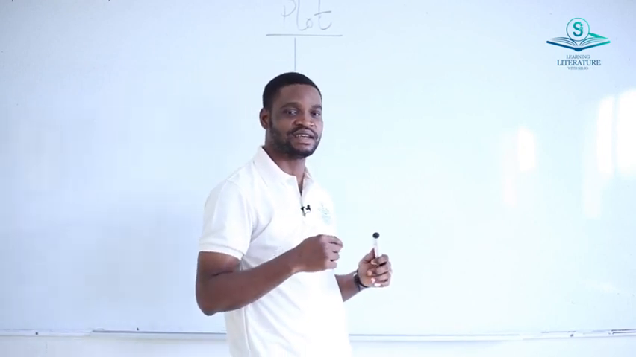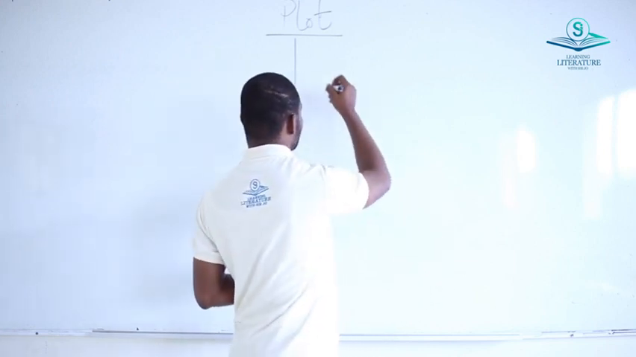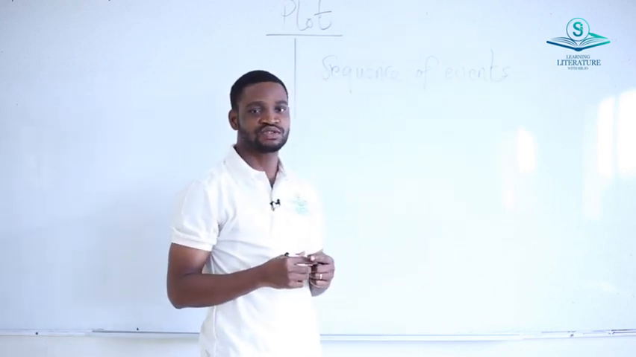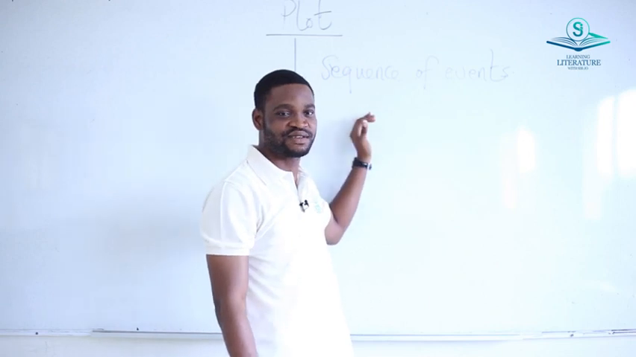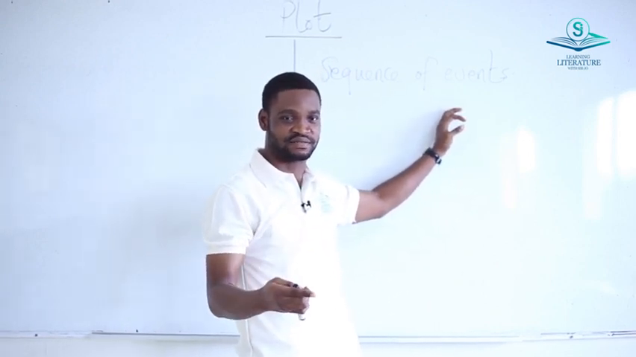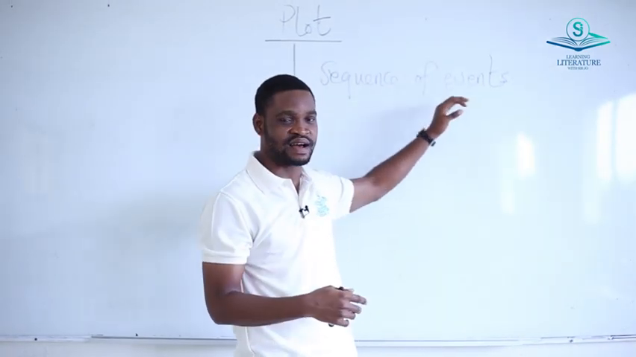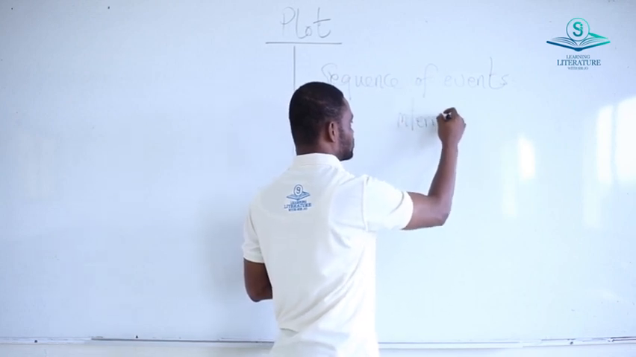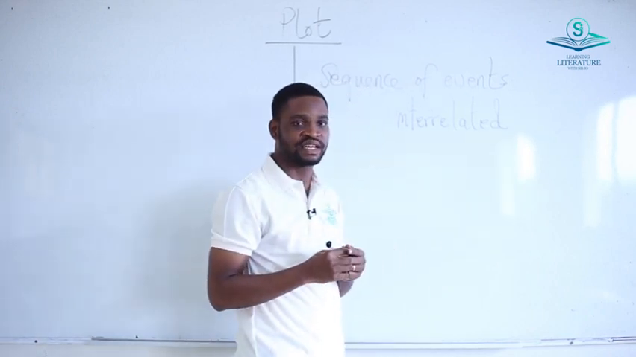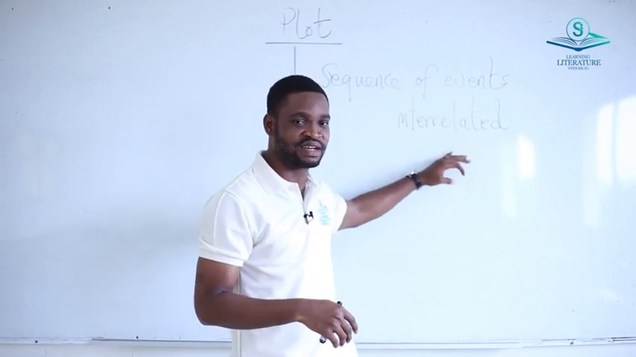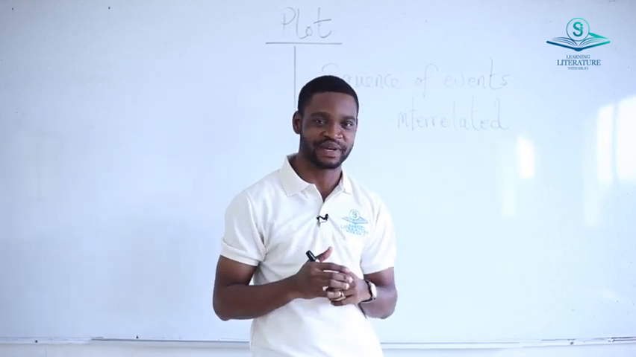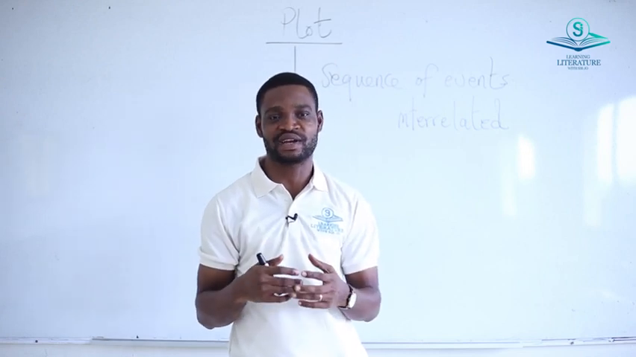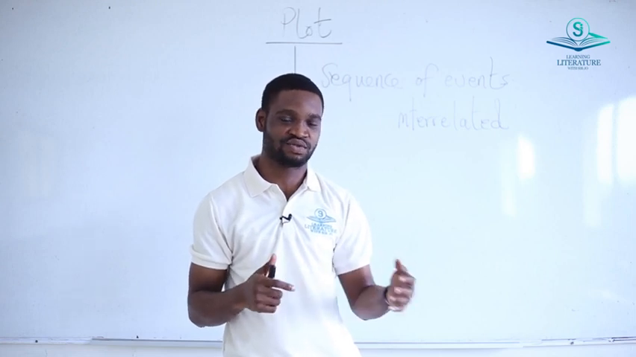So it is not only the sequence of events that we talk about, but rather the sequence should have interrelated events. The events presented to us in the storyline should be interrelated, and it is a deliberate arrangement that is done by the author. The author deliberately arranges this sequence of events for the reader.